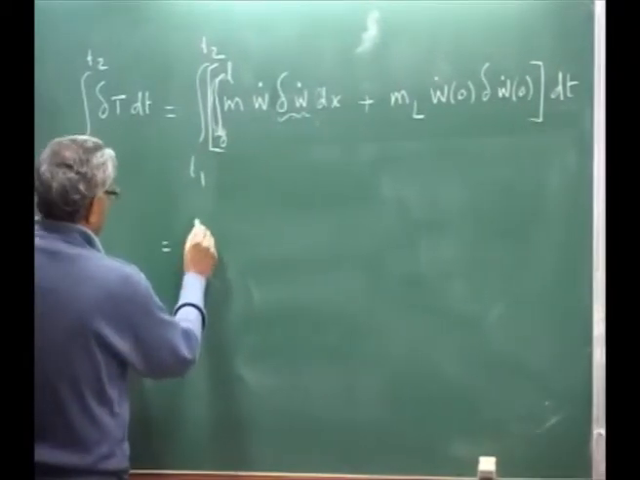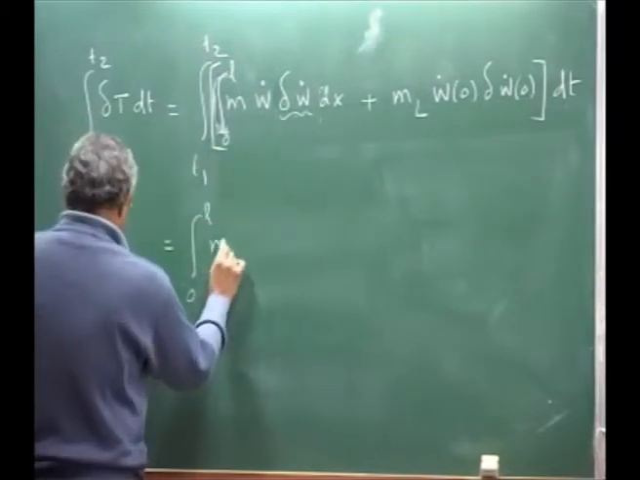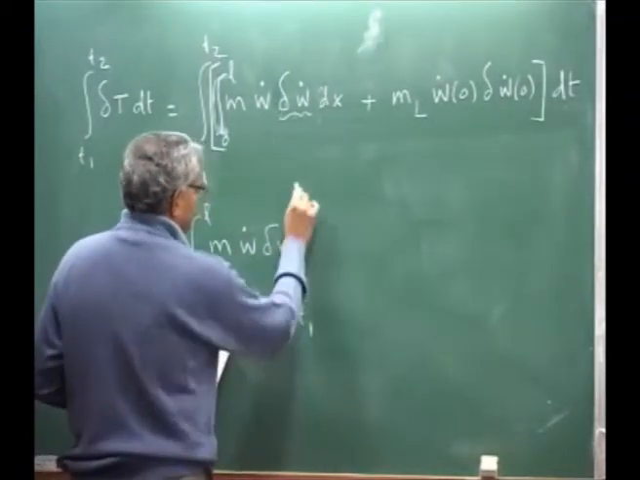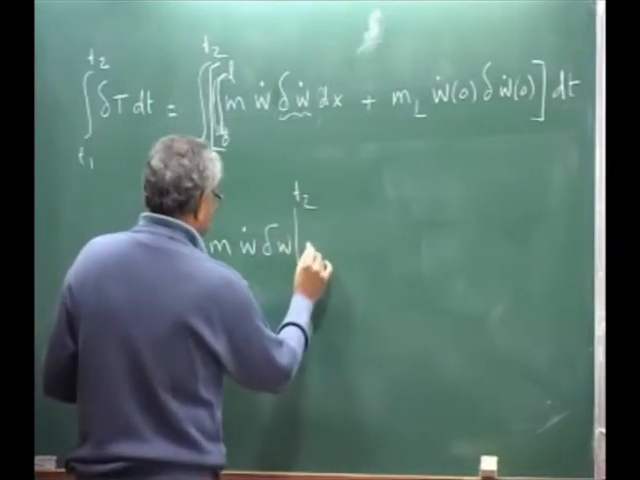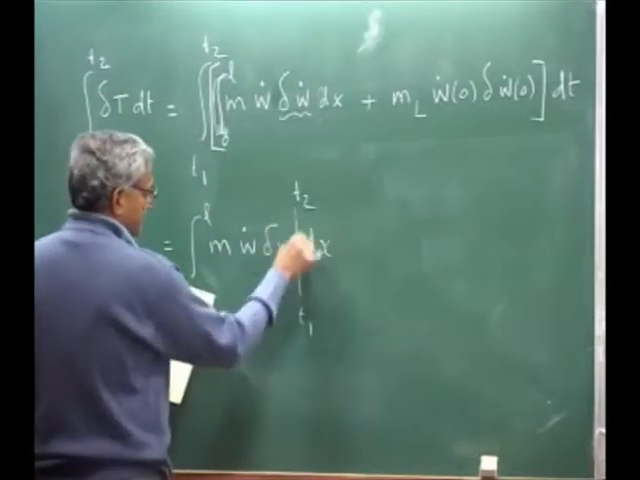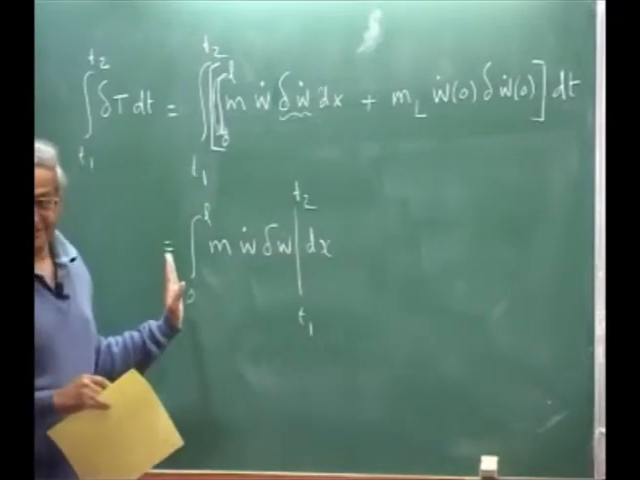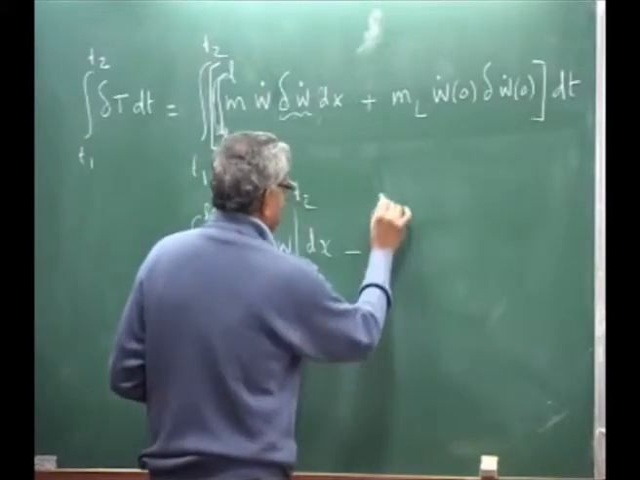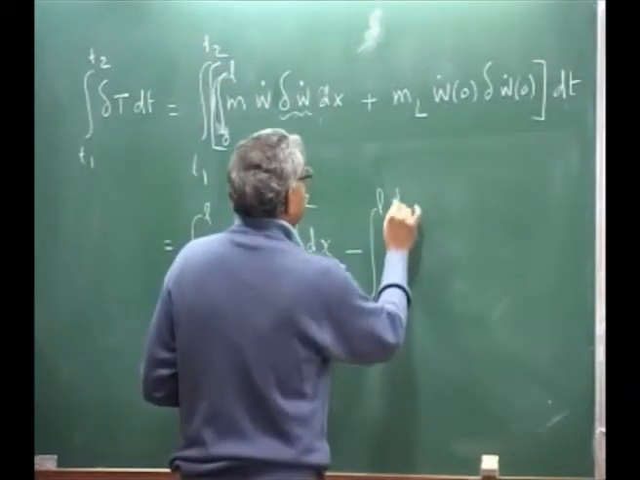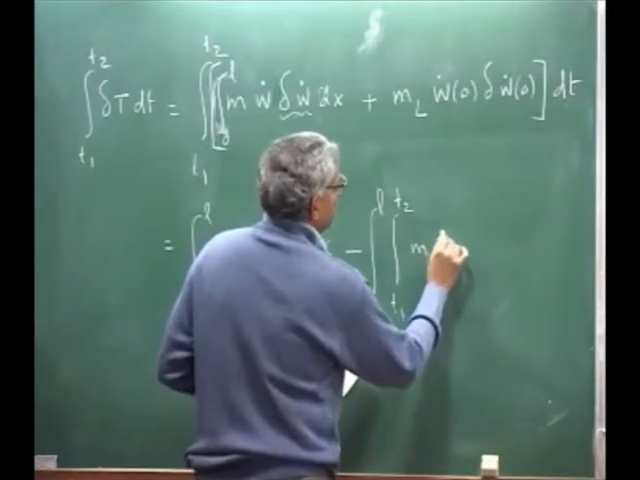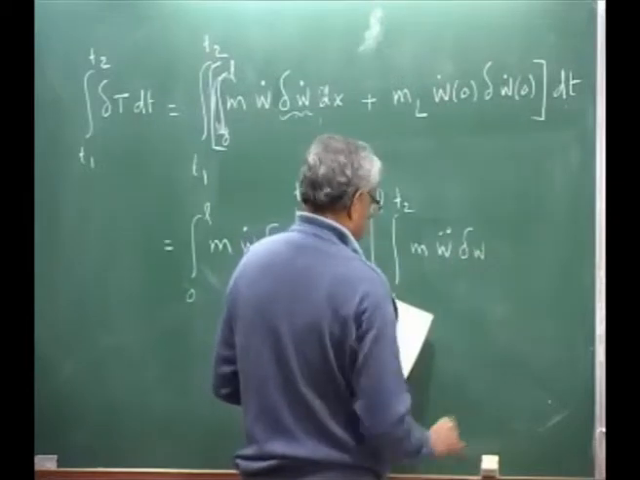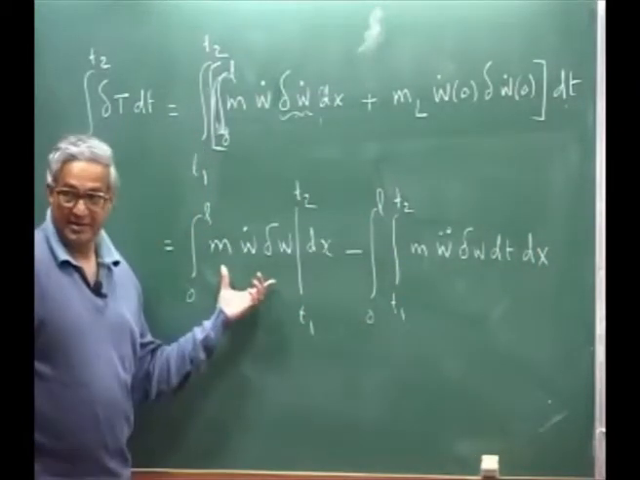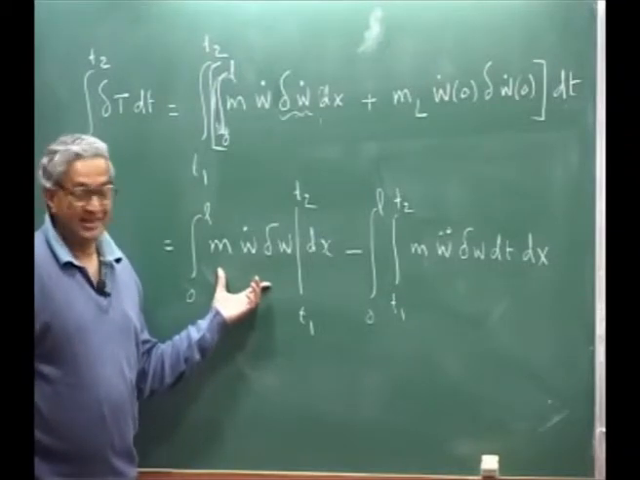I will write here integral 0 to L, m w dot delta w in the limit t1 to t2. You will have a dx here, because this integral is t1 to t2, I have a dx also. Minus integral 0 to L, integral t1 to t2, m w double dot delta w dt dx. And then this is for the first term.